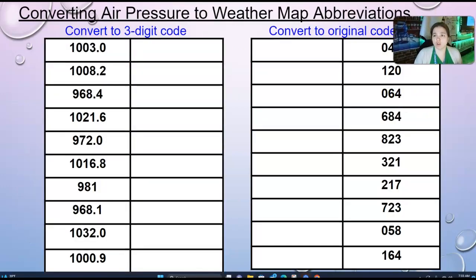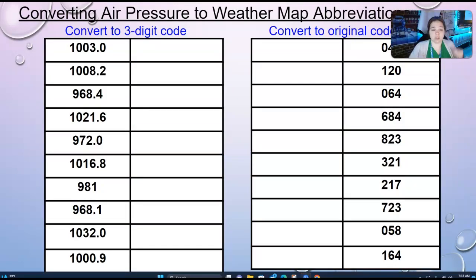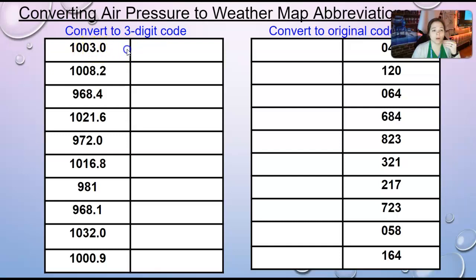So let's start looking at this. Let's see if we can do this real nice and easy. So convert to a 3-digit code so we can follow the steps. So the first step is I'm going to get rid of the decimal. So I'm going to get rid of it right like that. So I have 10030. Then I'm going to get rid of that 10, and I'm going to be left with the 3 numbers.